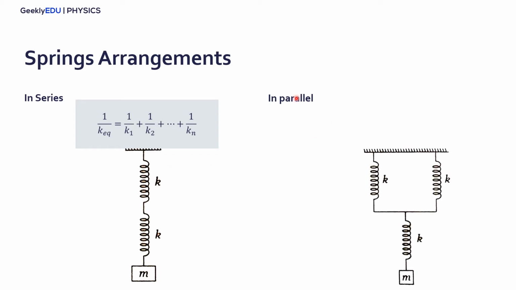In parallel, it's pretty similar. If we have these two springs here in parallel, for example, we can calculate this equivalent elastic constant just by adding all the elastic constants of the springs that are in parallel.